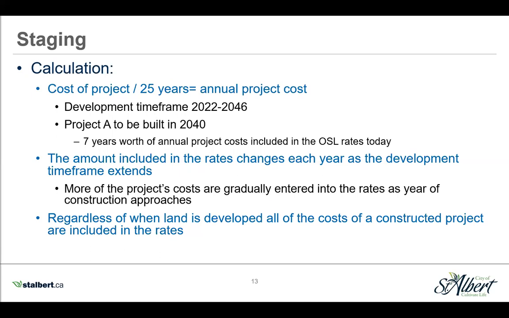So what staging does is it will divide the cost of a project by 25 years, and then it calculates an annual project cost. The model then includes a pro rata amount in current rates based on the project's planned year of construction. So for example, if our 25-year time frame is from 2022 to 2046, and we have a project planned to be constructed in 2040, the calculator would actually include 7 years' worth of the cost for that project in today's rates. So as the development timeframe extends out further in subsequent years, the amount included in the rates changes and more project costs are gradually entered into the rates. And if a project is constructed, all of the costs are included in the rates regardless of when the land is developed.